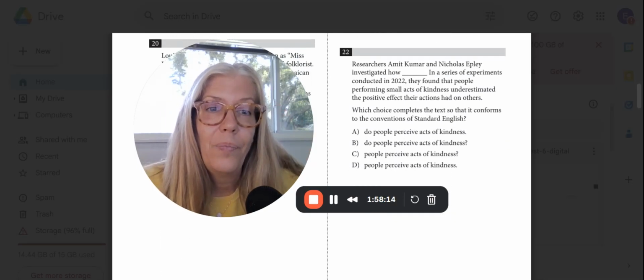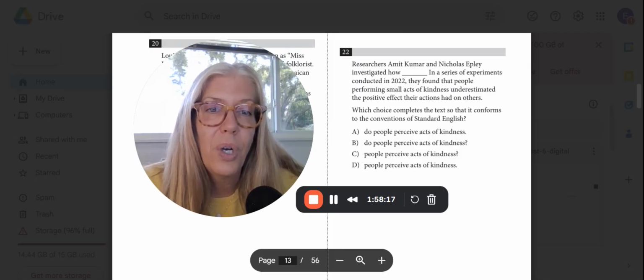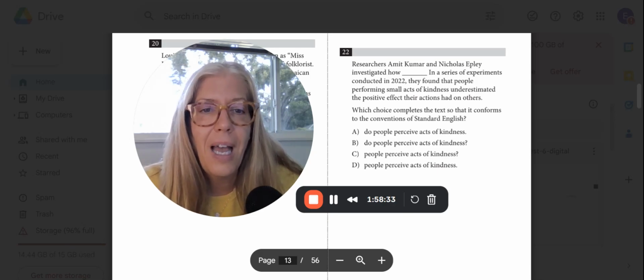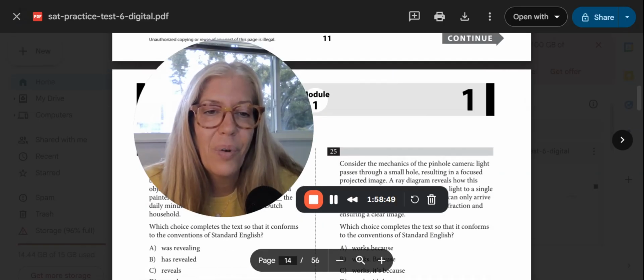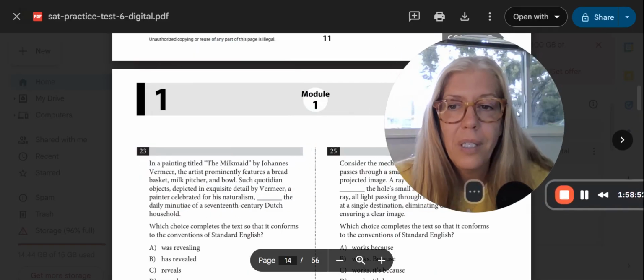This one's easy. We're just picking the type of punctuation. So, researchers Amit Kumar and Nicholas Epley investigated how people perceive acts of kindness in a series of experiments. Why would we have a question mark? So get rid of B and C. And when I was reading that, I read it with A. And how people perceive acts of kindness. How do people perceive acts of kindness? What do you think? Yeah. D. Otherwise, we would have needed a question mark.